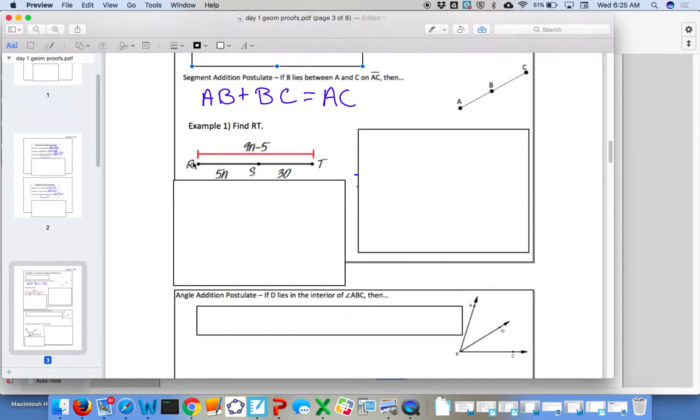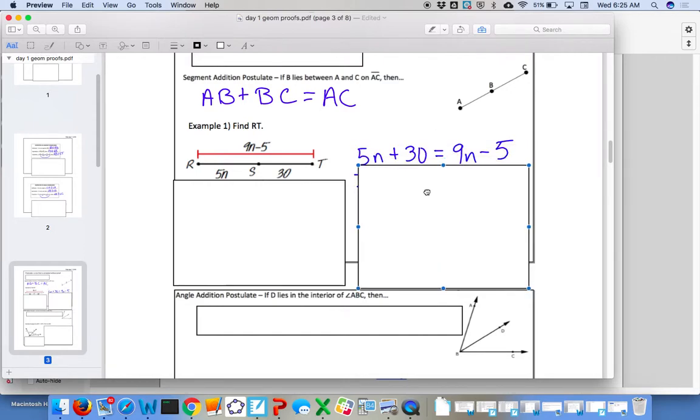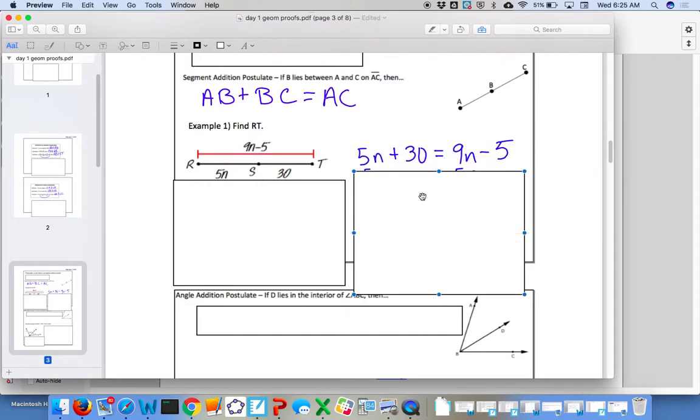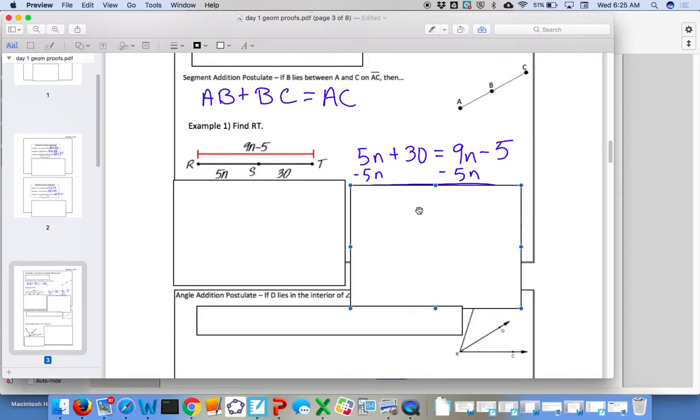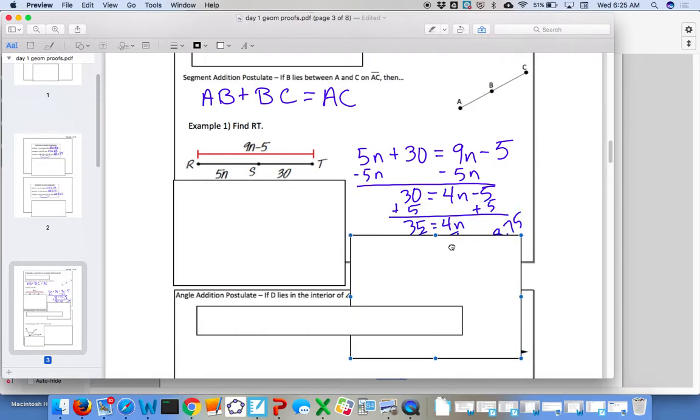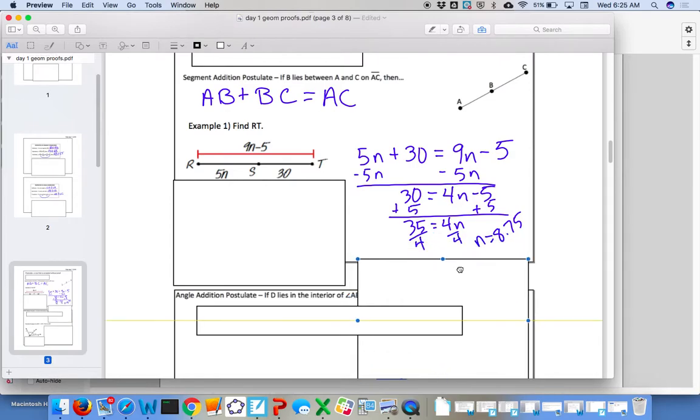So for example, here they want us to find the length of RT, and we know that RS is 5n and ST is 30. So that means I can add 5n and 30 together and set that equal to the 9n minus 5. And then you could go through and do your algebra to solve it. So I personally would start by subtracting 5n from both sides. And then I would add 5 to get rid of the minus 5. And then divide by 4 to get rid of that multiplication by 4.